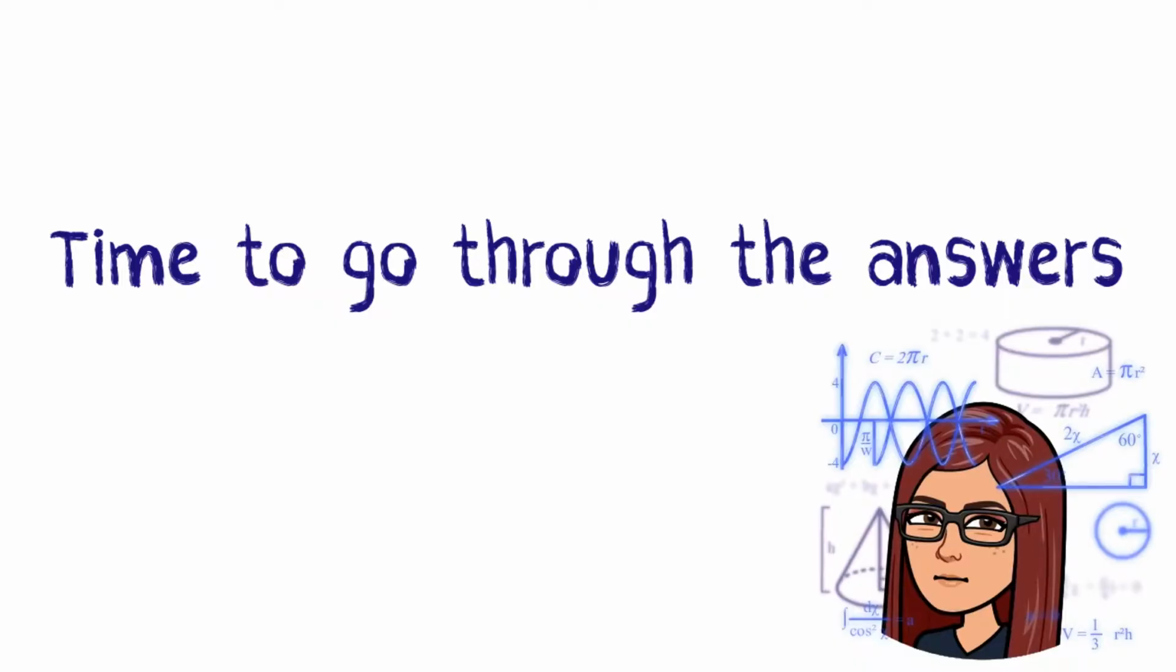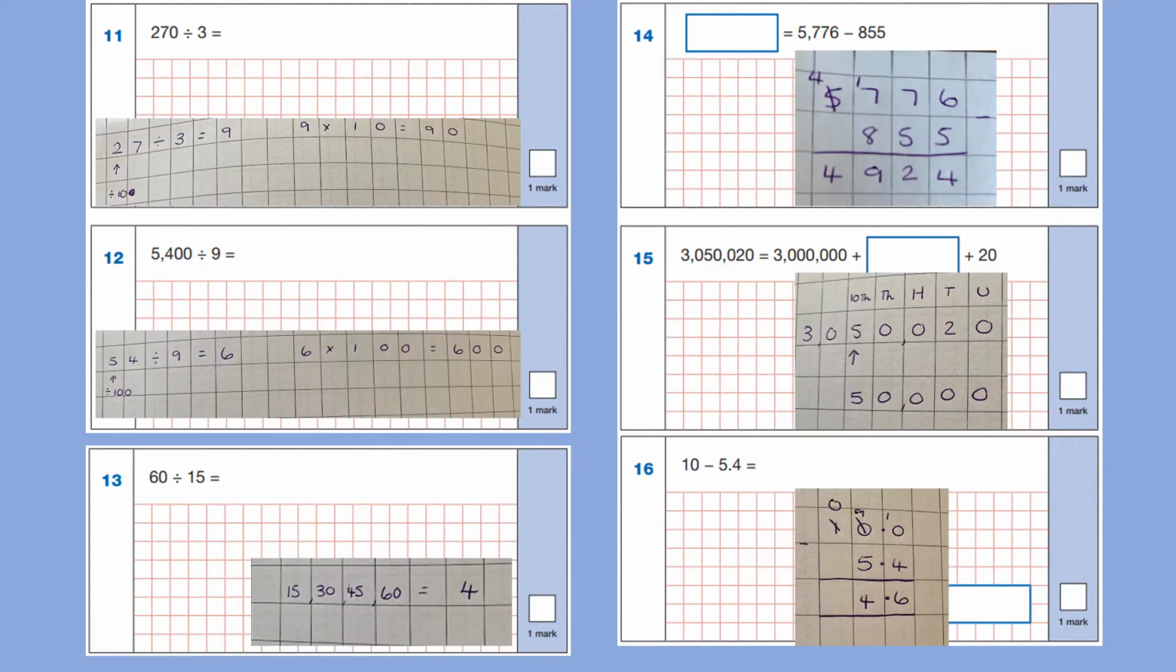Okay, so time to go through the answers and see how well you did. These then. So the first question, 27 divided by 3. Well, I can actually see if I divided that number by 10 to give me 27, I know using my multiples of 3 that 3 goes into 27 9 times, so if that's the case it must go into 270 90 times, as 270 is 10 times bigger.